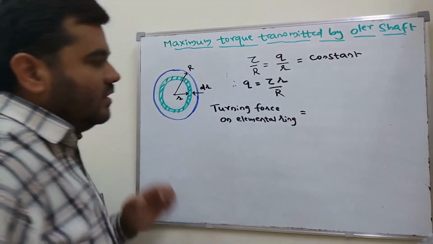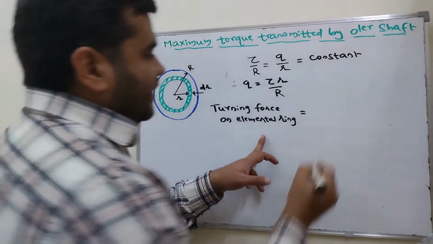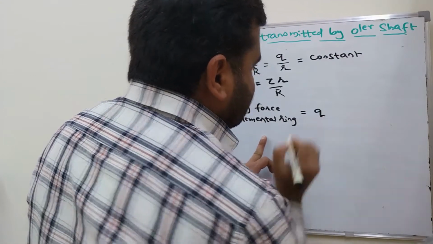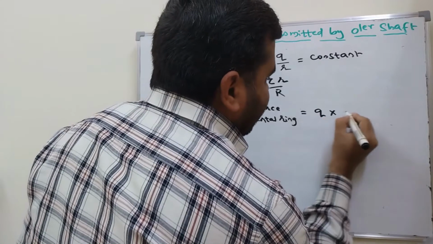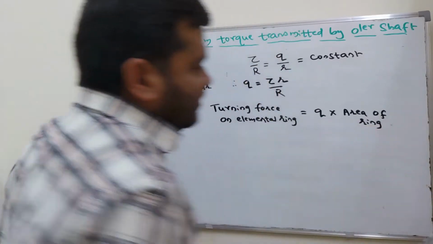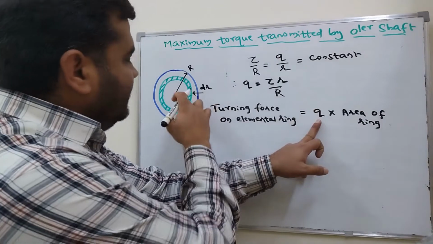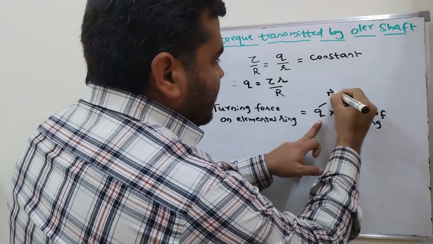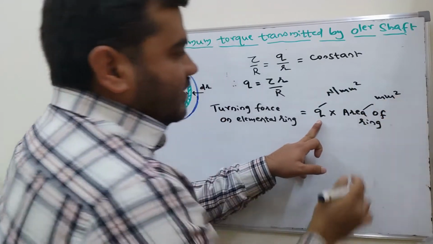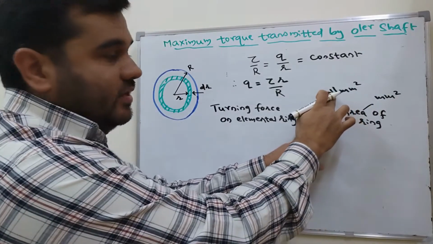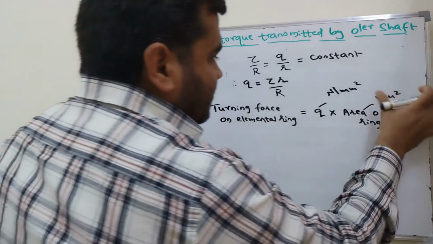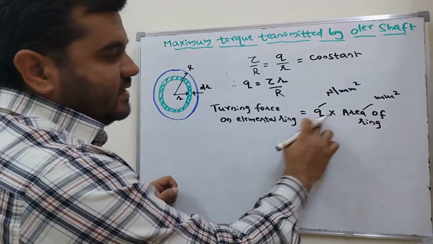Equal to, we have the formula: turning force is shear stress into area of the elemental ring. Just to tell you, shear stress on the ring is in Newton per mm square, and area of the elemental ring is in mm square. This cancels and we get the result in terms of Newton. So that is the turning force on the elemental ring. That's why I wrote it in terms of shear stress and the area here.